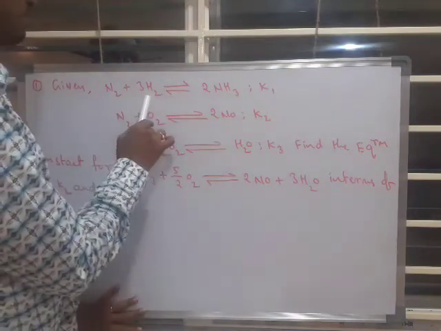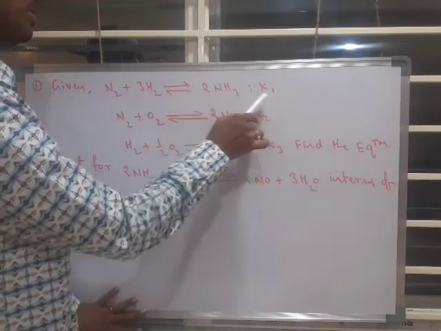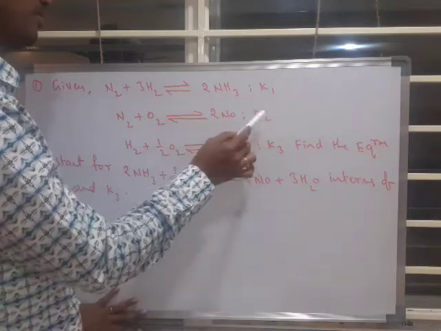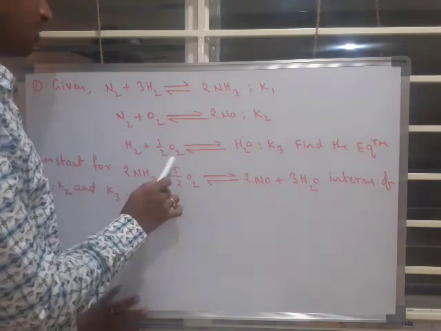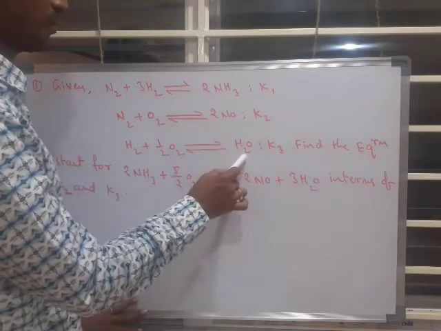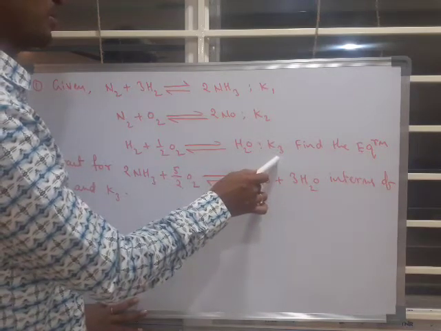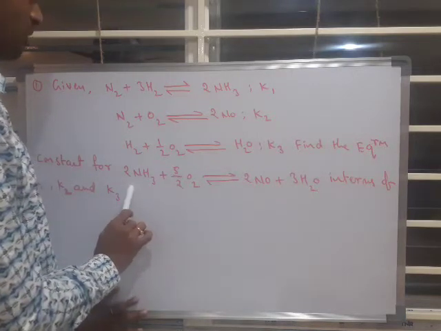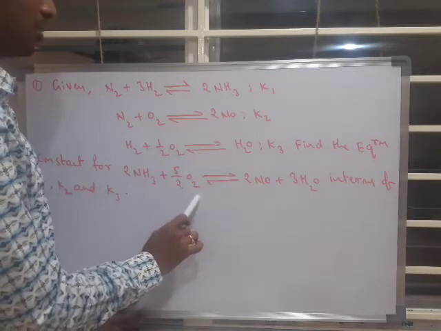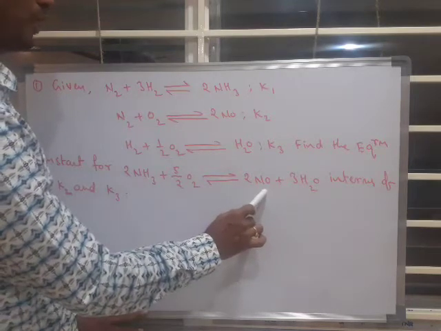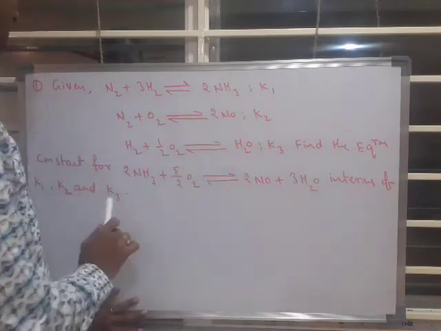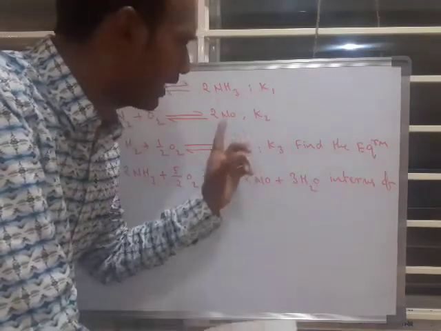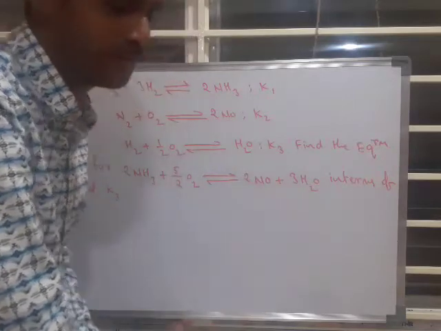N2 plus 3H2 gives 2NH3, with equilibrium constant K1. N2 plus O2 gives 2NO, with equilibrium constant K2. H2 plus half O2 gives H2O, with equilibrium constant K3. We have to find the equilibrium constant for this reaction: 2NH3 plus 5/2 O2 gives 2NO plus 3H2O, in terms of K1, K2, K3. Not the numericals, I have to find the relation between K1, K2, K3 and this fourth one.